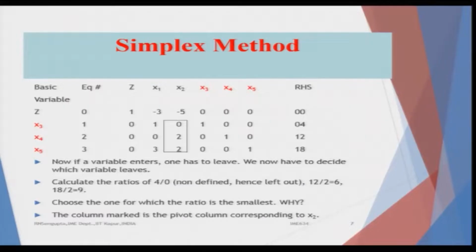Now, what we do is that if 5 due to plus 5 addition for x2, if this is going to add, so let us check the rule. If the variable enters, one has to leave, which is true. We now have to decide which variable will leave. Now, we will calculate the ratios.